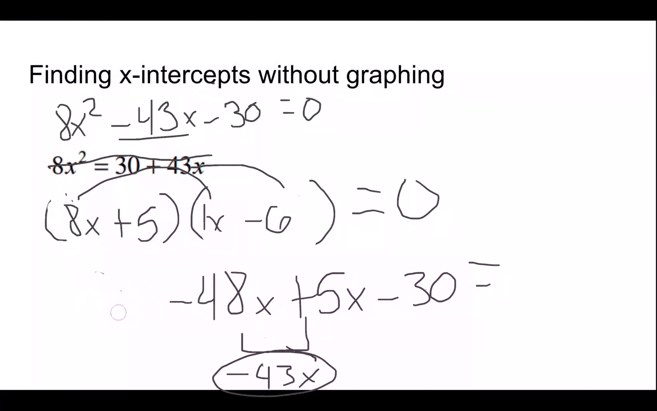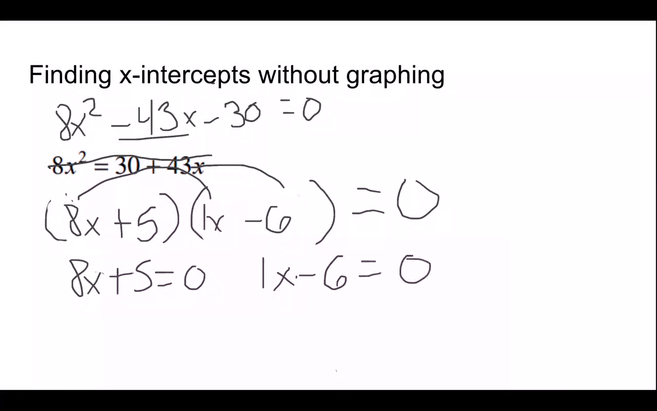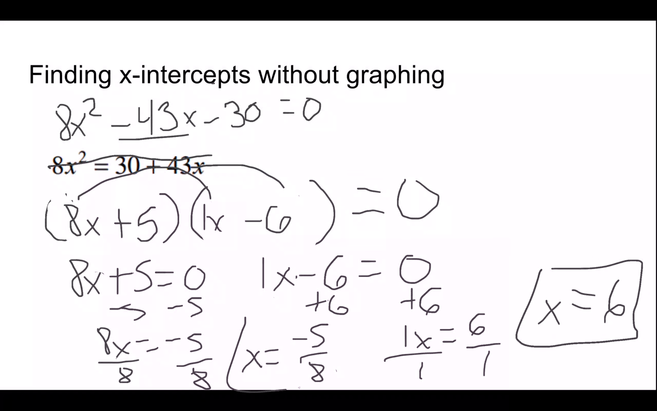So I'm going to erase this real quick right here. We'll end up solving these. As I'm erasing this, think about how you would solve this. You would need to make one or both 0, so we're going to set them equal to 0. We're going to say 8x plus 5 equals 0, and 1x minus 6 equals 0. Then we'll solve: subtract 5 from both sides, get 8x equals negative 5, divide by 8, and get x equals negative 5 over 8. Do the same thing on this side, add 6 to both sides, get 1x is equal to 6, divide by 1, x equals 6. So our two answers are x equals 6 and x equals negative 5 over 8.